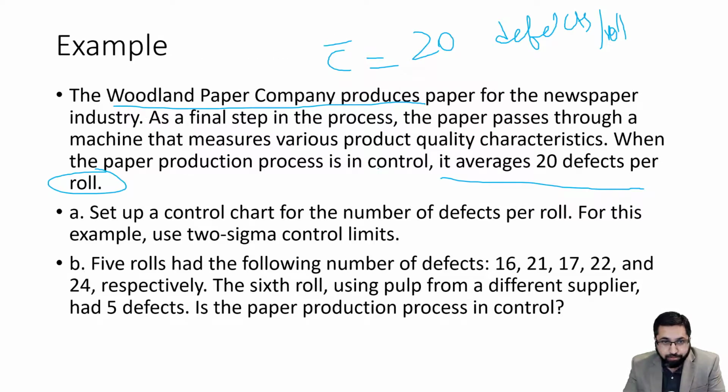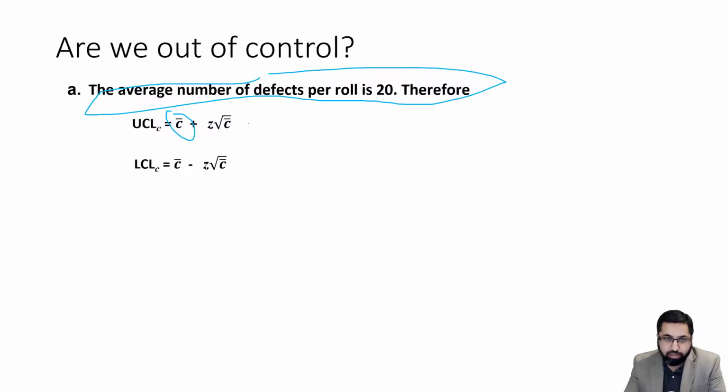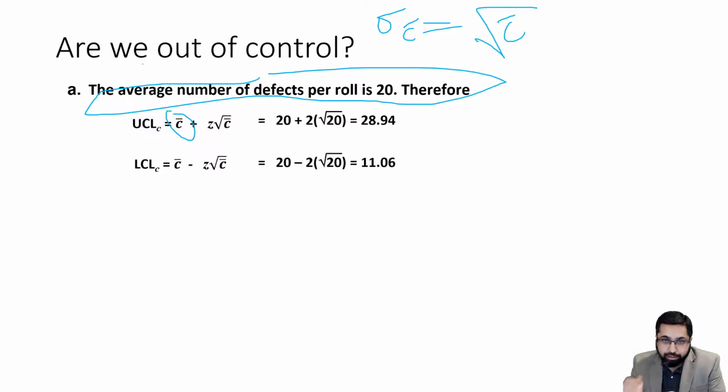Okay, so we have to set up a control chart, right? That's part A. So the average number of defects per roll is 20. So that's your C bar. Then you do plus or minus Z times the square root of C bar, because sigma C bar is just the square root of C bar. Okay, and we get this, right? 20 plus or minus, we're doing a 2.